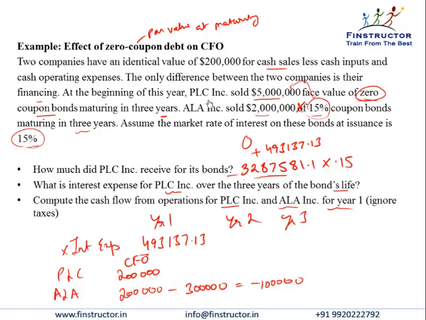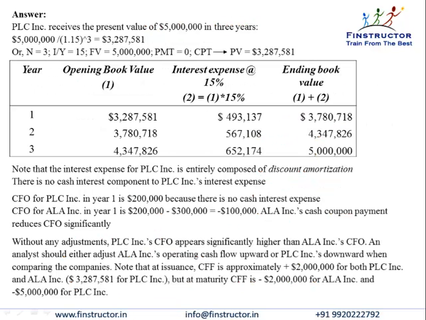However, PLC Incorporated would make the entire repayment in one lump sum at maturity, which at that time would be represented as a cash outflow from financing, whereas ALA Incorporated is paying regular coupons and will repay a lower par value at maturity. So remember, the par value repayment at maturity is a cash outflow from financing, whereas the coupon payments periodically would be cash outflows from operations. Please verify your calculations for the interest expense on the bond on the 3 years.